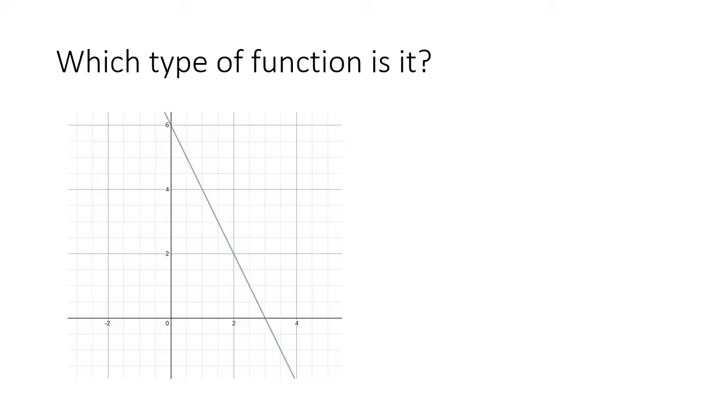Next, what type of function is this? Again, take your time, but this one is going to be, well, linear. Anytime you have a line, anytime you have a straight line, which is a bit redundant because every line is straight, but anytime you have a straight line, that's got to be a linear function.